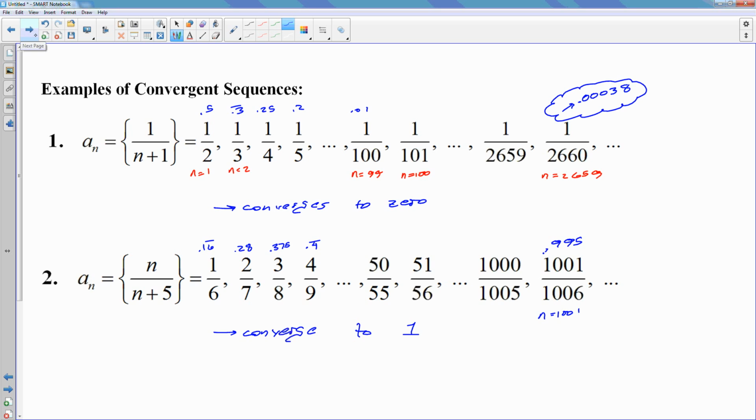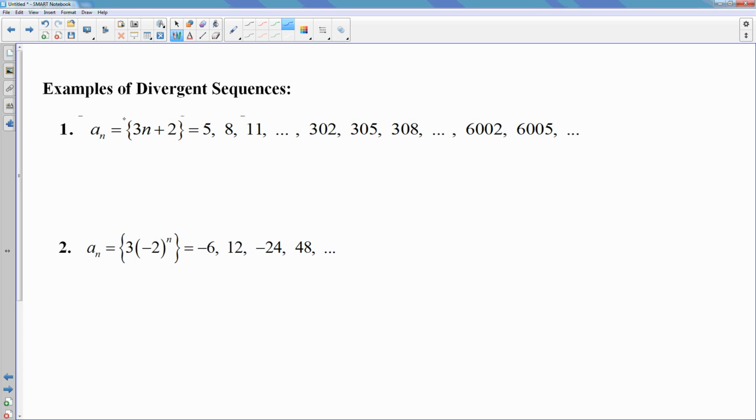A few examples of divergent series, and these are a little bit easier to see. Here's the first one. This is an arithmetic sequence, 3n plus 2. This is when n equals 1, this is when n equals 2, and then I skipped on. This one I think is when n equals 2000. This one right here is when n equals 2001. As you go on and on, you can see that these numbers are just getting larger and larger, and they will continue to get larger because I'm adding 3 each time. So this one diverges. It doesn't diverge to anything, it just diverges. Numbers keep getting bigger and bigger.